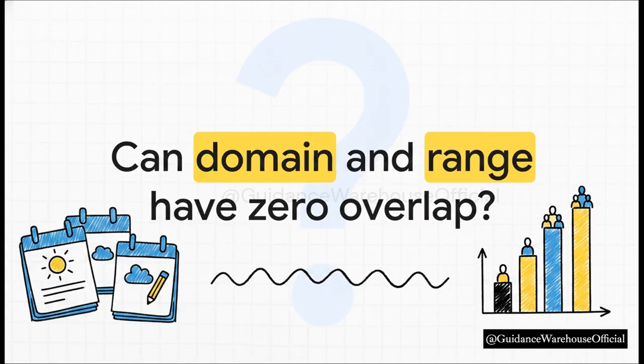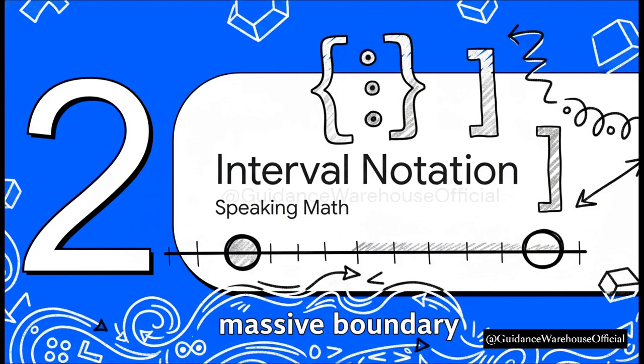A function's inputs and outputs can be completely different categories. Take an attendance chart, for example. Your inputs, your domain, might just be the days of the week, Monday, Tuesday, Wednesday. But your outputs, the range, would be the number of students present, 25, 28, 30. There's literally zero overlap between the concept of Monday and the number 25, but they are perfectly valid domains and ranges.